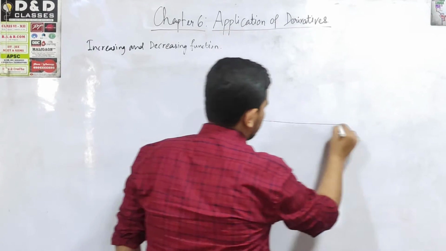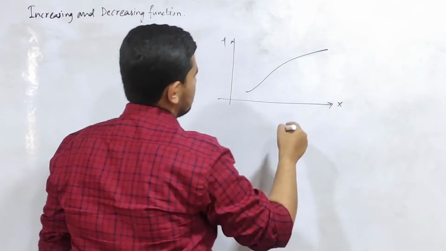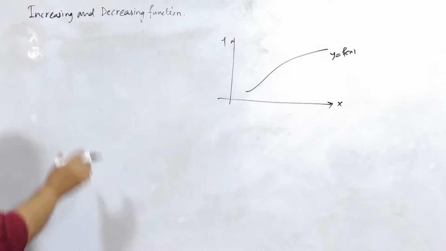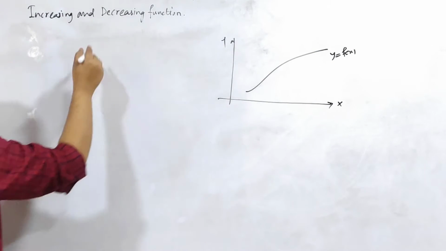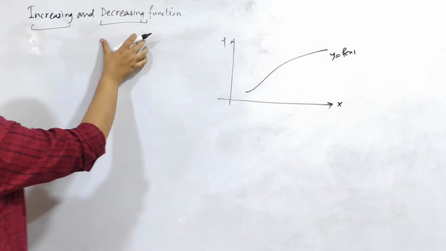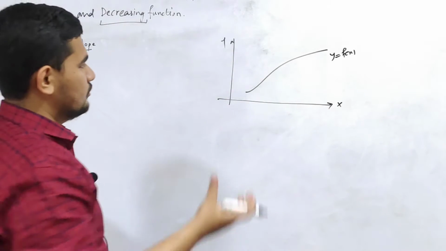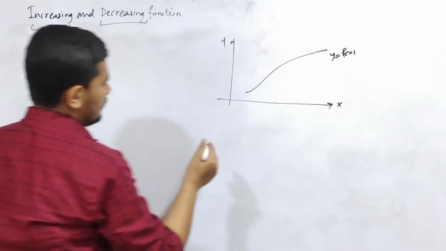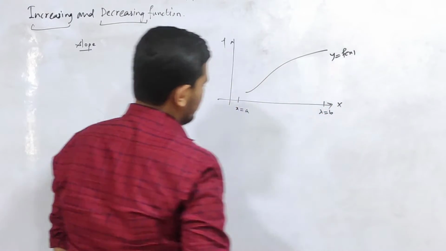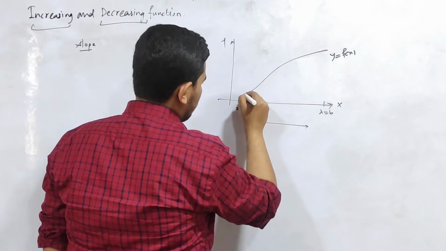Let's suppose this is a Cartesian xy plane, and let's suppose I have any arbitrary curve which I will denote as y equal to f(x). The words increasing and decreasing mean the increase of slope and decrease of slope. So increasing and decreasing function is with respect to the slope of this curve. Here I have x equal to a, and here let's suppose I have x equal to b. When I move from a to b, I will have the functional values.